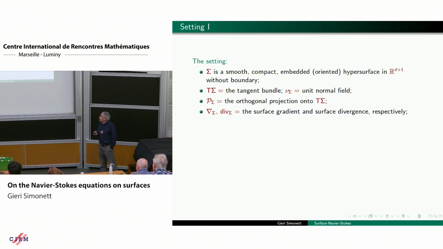So if you have a surface, then we have different objects attached to a surface, like the tangent bundle. You could think that you have a vector field on the surface, and this all depends on having an ambient space. Just a minute, it seems that the slides don't change.